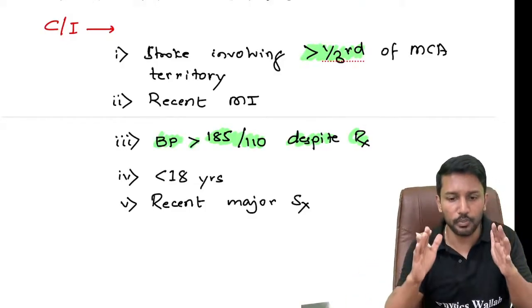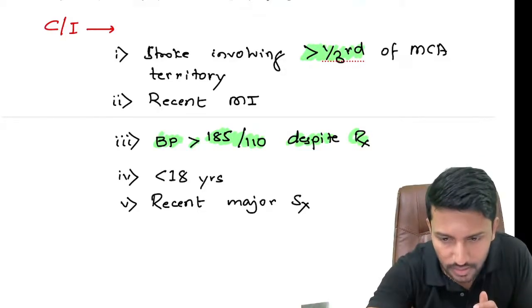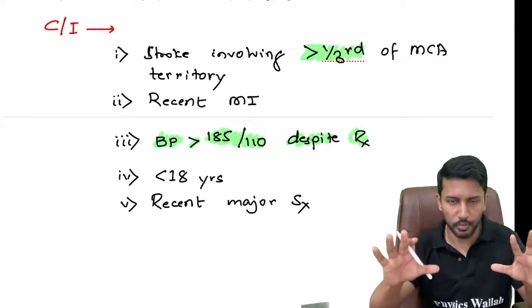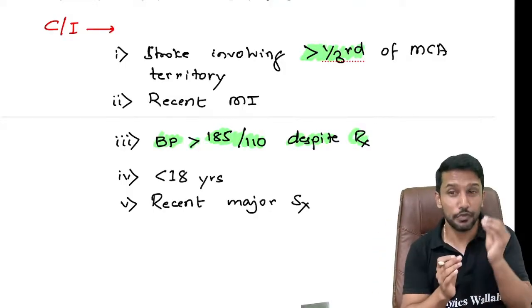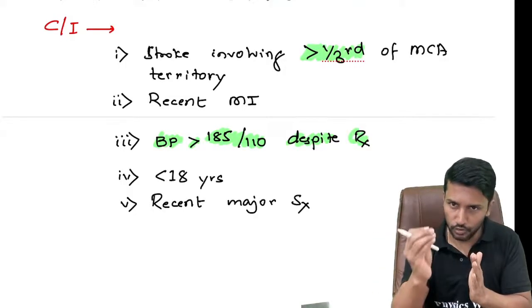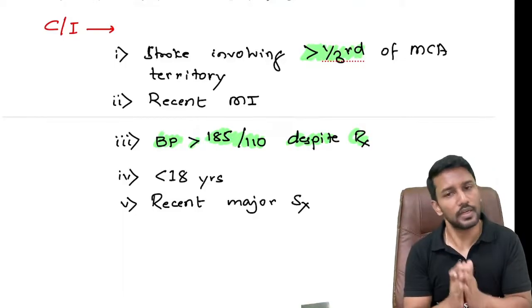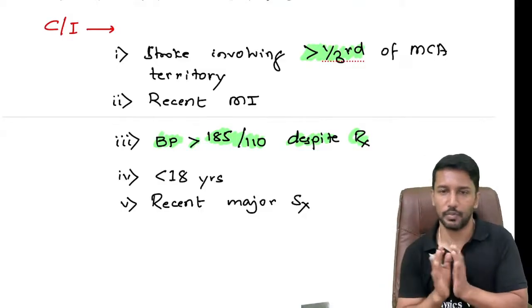So what is going to be our approach? Anytime you have a patient with stroke, you have to think, is he fit for mechanical thrombectomy? Is he fit for thrombolysis? If he is fit, we will go ahead and do that. If he is not fit, then we will go ahead with secondary prevention.